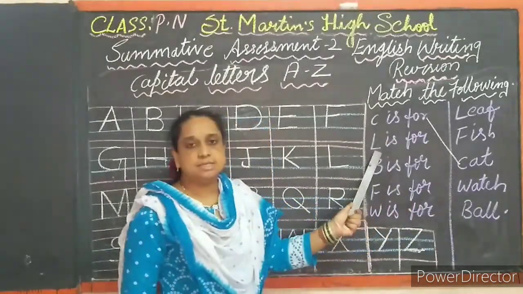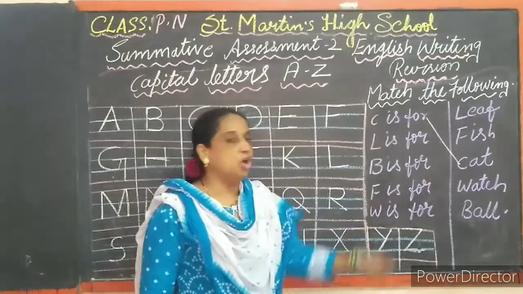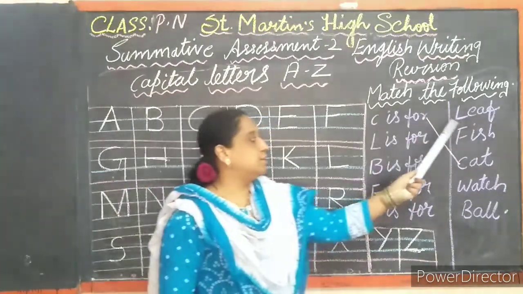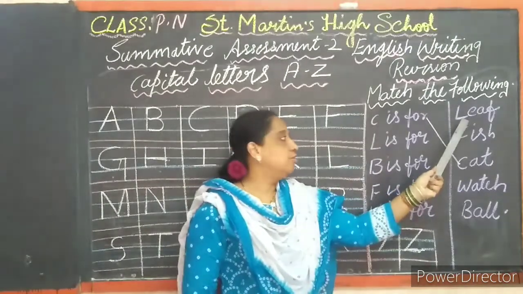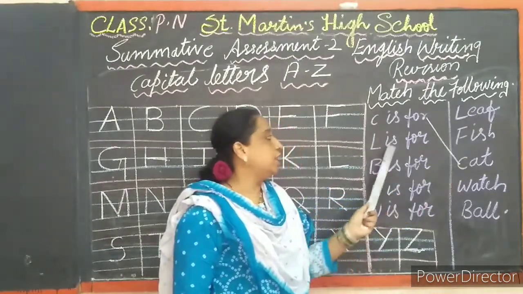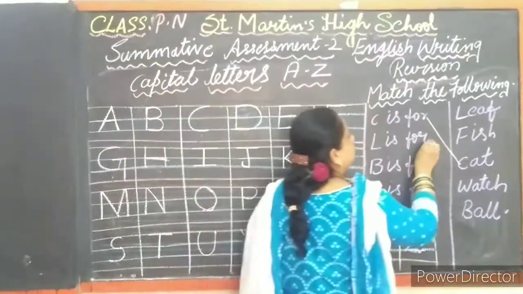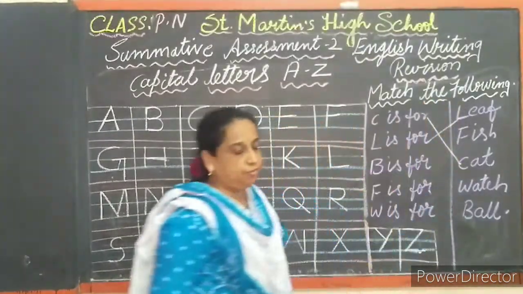Now here next is L. L is for leaf. So L, I have started the word from L here. L-E-A-F, leaf. So L is for leaf. Leaf is here. So you should match like this for leaf.